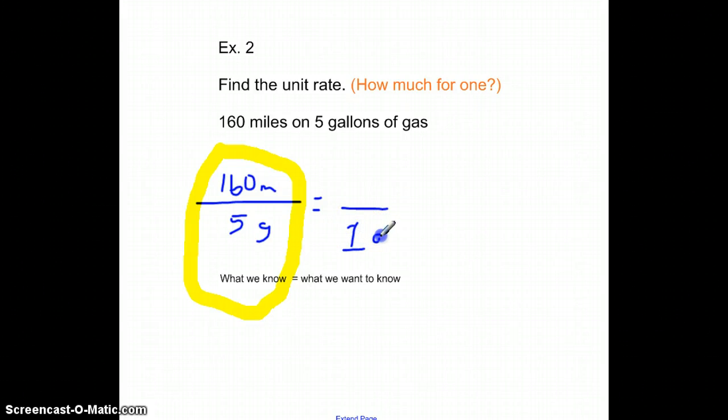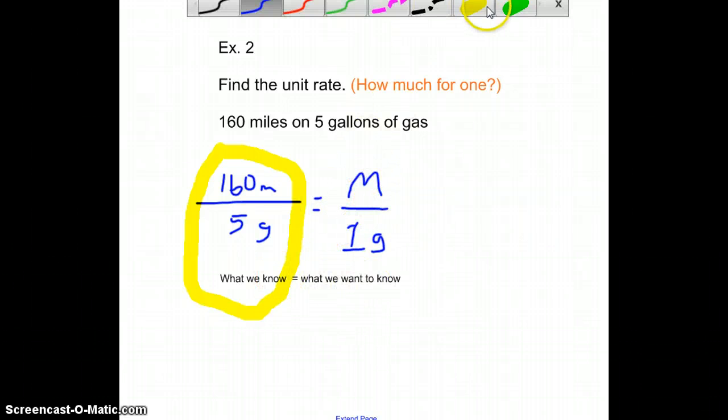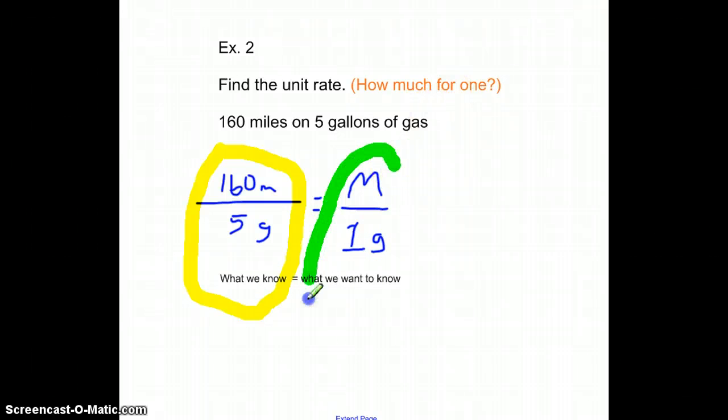Again, I've got to be consistent. So I keep my gallons of gas on the bottom. My M for miles, or x, you can give whatever value you want, goes on top. Miles on top, gallons of gas on the bottom. If you put gallons of gas on the top, that's fine as well. Then it'd be 5 over 160 equals 1 over M. Just be consistent. So what we know equal to what we want to know. This is what we want to know right here.